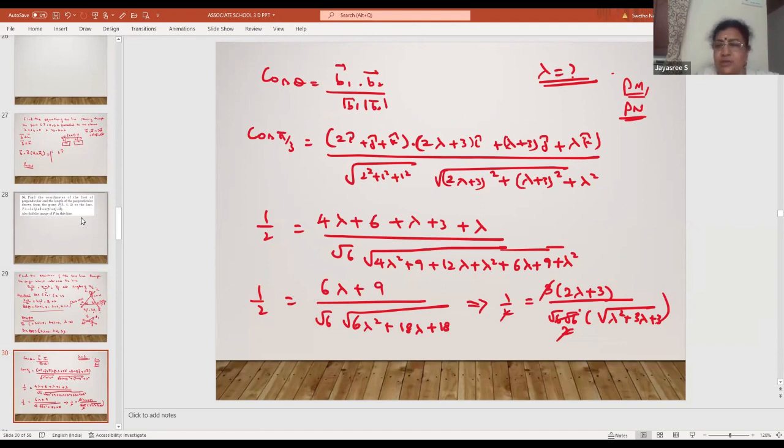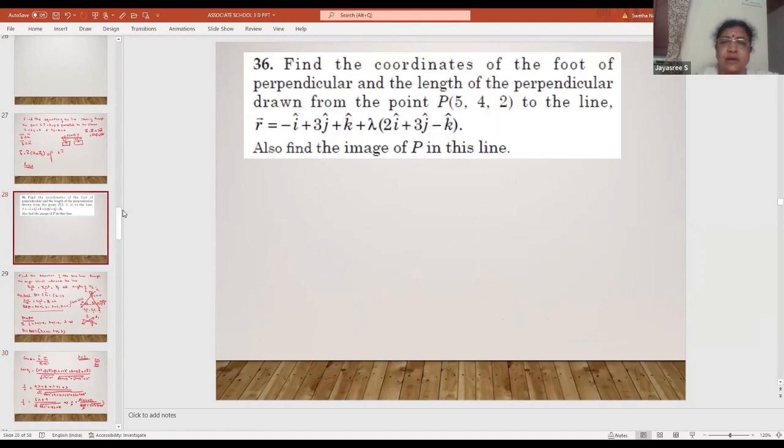So this is another question. And the last one we are going to discuss is distance. So here, while we are talking about it, find the coordinates of the foot of the perpendicular, the length of the perpendicular drawn from the point to the line, and also find the image of the point. This is an important question, the 6-mark question that used to be there, and this is to find the foot of the perpendicular.